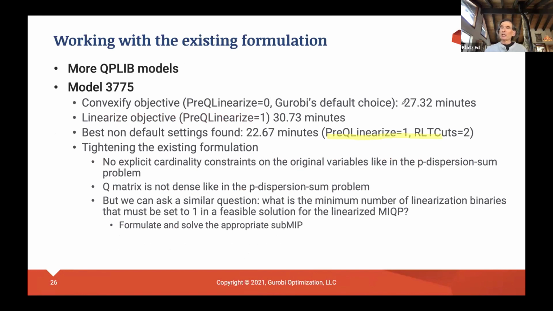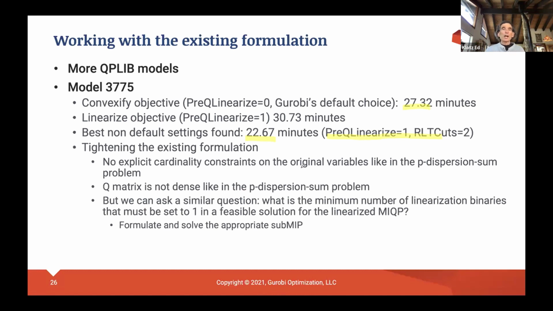Now, moving on to the next model, again, the parameters that we discussed did enable a performance improvement, but in this case, it was only about 20% relative to Gurobi's default choice. And in terms of tightening the formulation, this model lacked the explicit cardinality constraints that were present on the original variables in our dispersion model. So that wasn't directly available there.